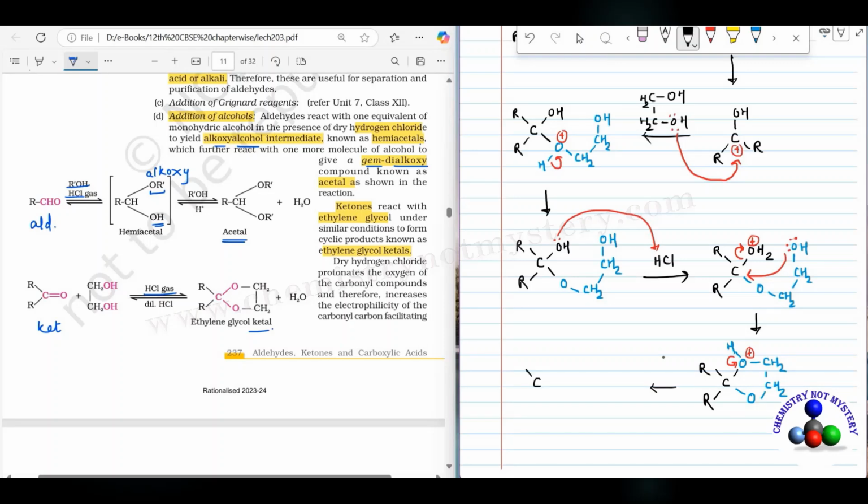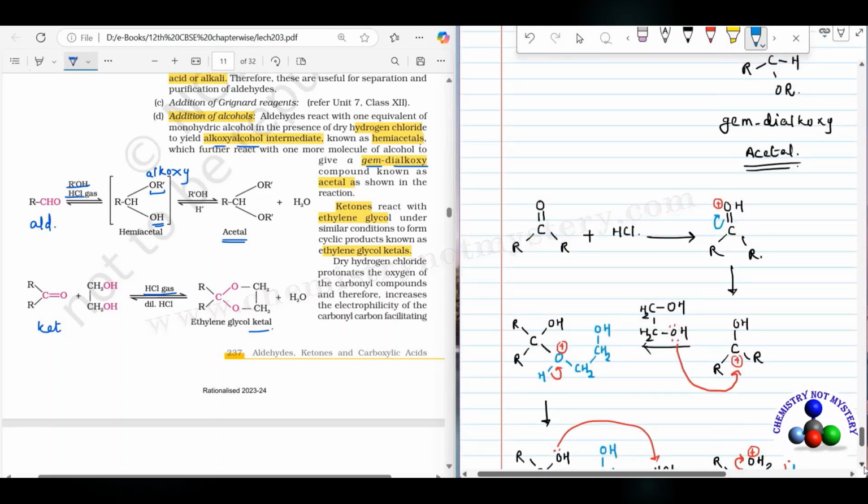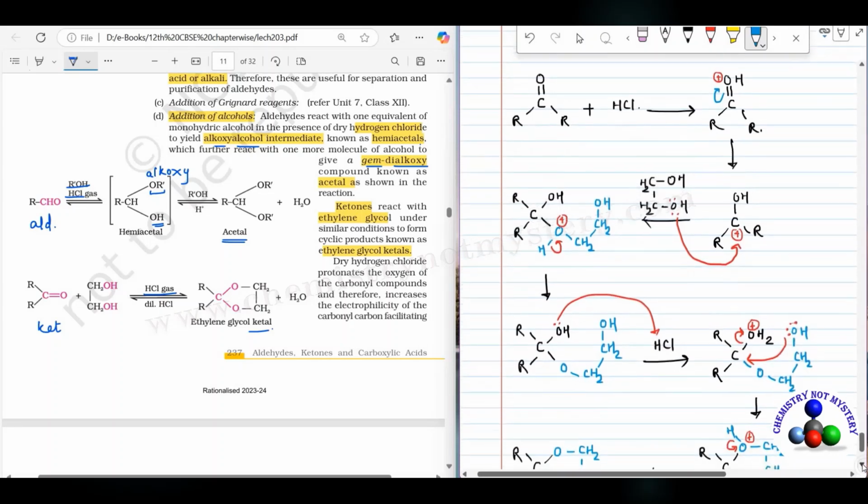This is carbon. It was bonded to two alkyl groups, and here it is oxygen bonded to CH2, oxygen, and it is bonded to CH2. So this is the cyclic ketal. As it is formed by the ketone, the name is ketal. When it was formed with the aldehyde, the name was acetal. So this is the only difference between ketal and acetal.